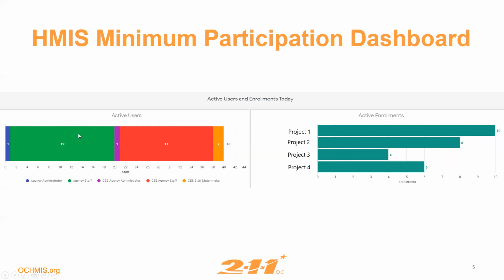And the users is obviously at the agency level, but you'll be able to see what type of users you have, if they are agency administrators or agency staff, and then agency administrators or agency staff that have access to coordinated entry, and then those users with the matchmaker access, which is limited to just a couple agencies. So you'll be able to see on any given day how many active users you have. And then you'll also be able to see by project how many active enrollments you have.